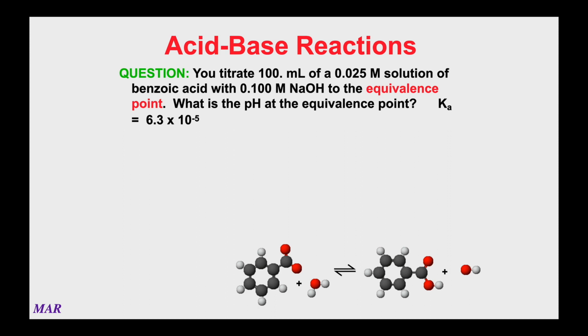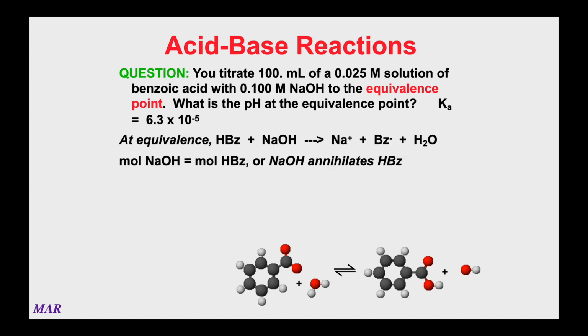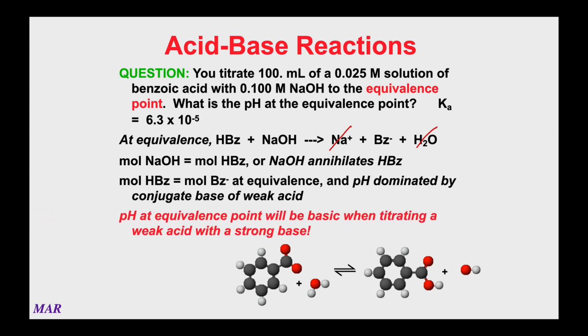Ka still 6.3 times 10 to the minus 5, etc., etc. At the equivalence point, the benzoic acid moles and the moles of sodium hydroxide are equal. So at this point, we end up with sodium ions, benzoate ions, and water. Now sodium, pH neutral, boring. Don't have to worry about that. Water, pH 7. And that can be interesting, but the most interesting thing here is the benzoate ion.